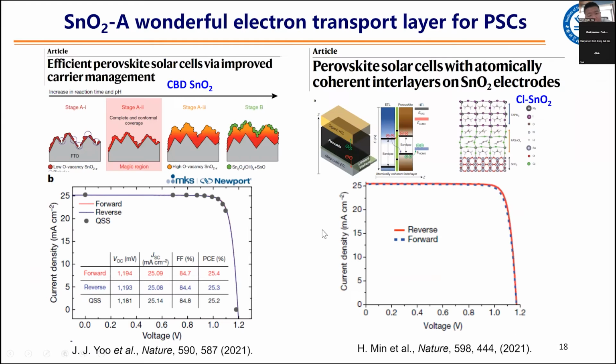I think, as Professor Kim has mentioned, the highest efficiency perovskite solar cells are almost all based on tin oxide. I think that is correct, and UNIST has also made a great contribution to CBD, chemical bath deposition, of high quality tin oxide in these areas.